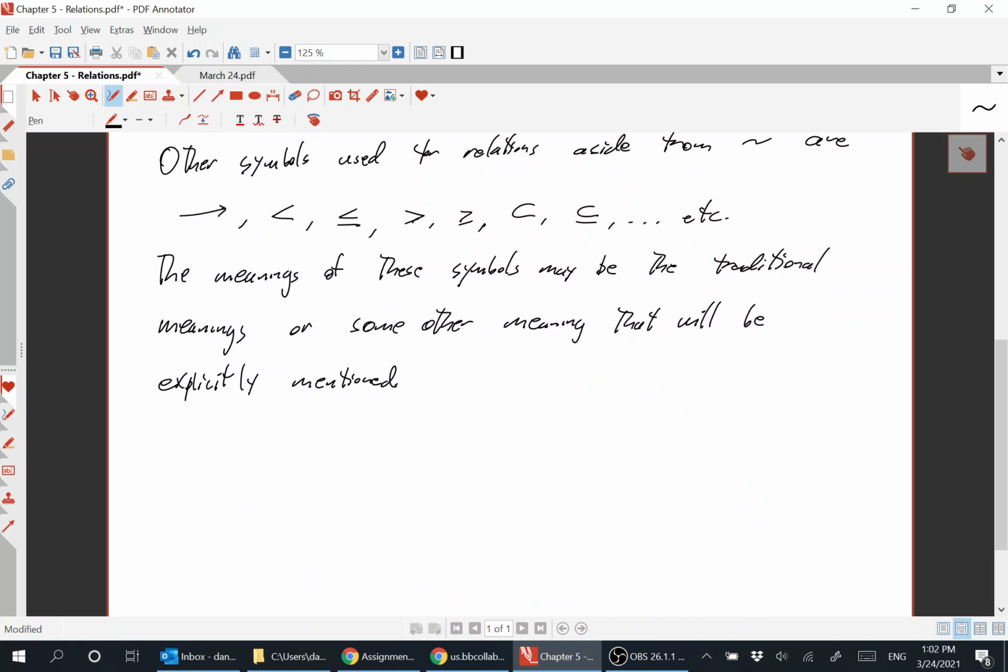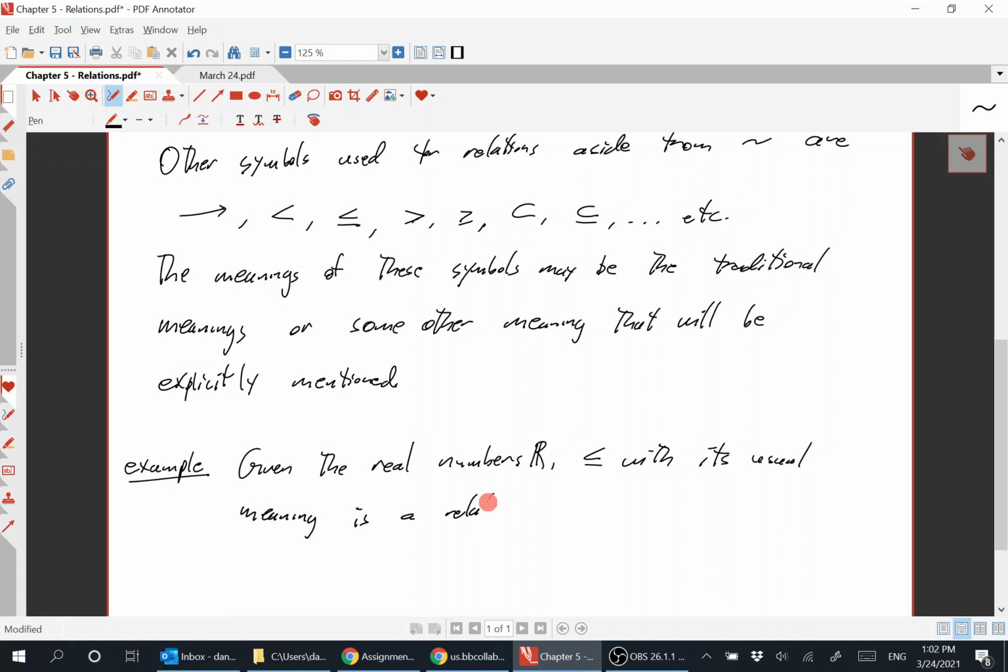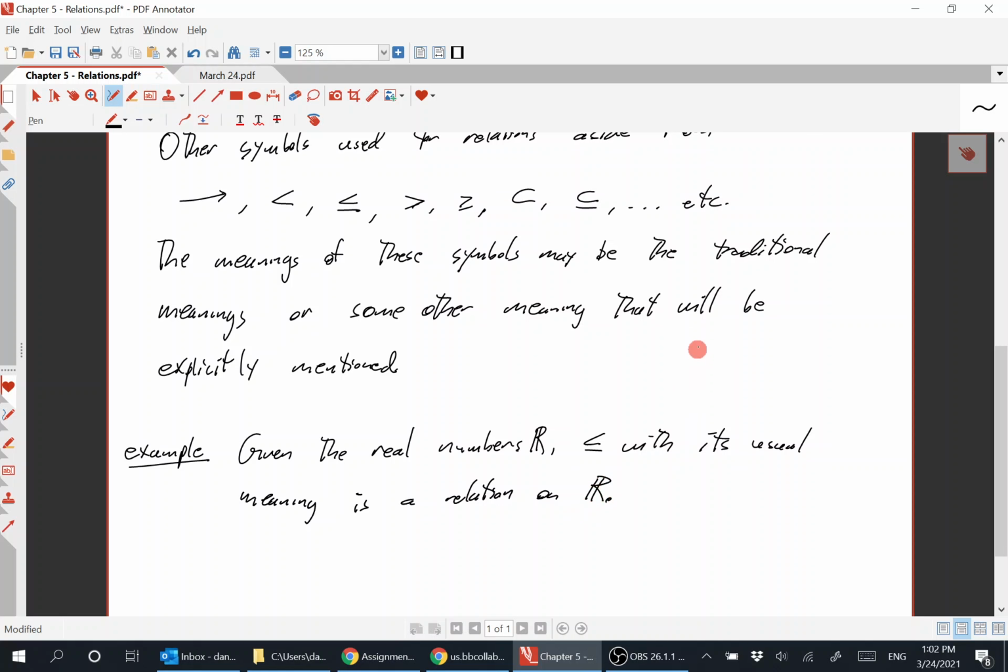So, for example, lots of examples. Given the real numbers, this less than or equal to with its usual meaning is a relation on R. 3 is less than or equal to 5. 5 is less than or equal to 5. 6 is not less than or equal to 5, etc. So the usual meaning of that.